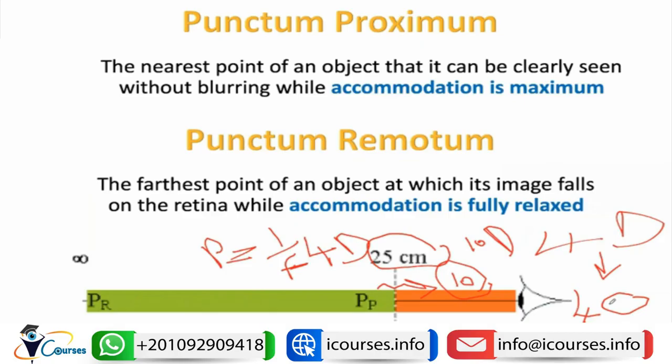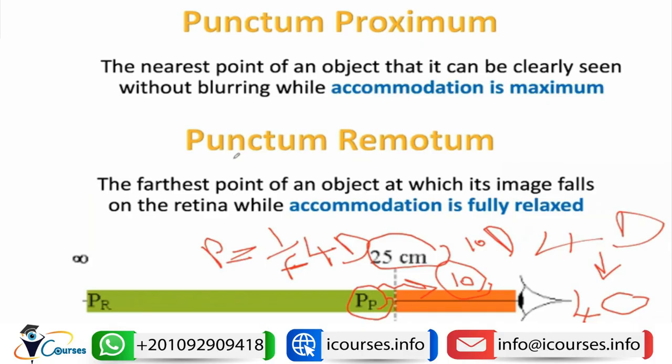So again, the punctum proximum is the point at which an object can be placed and seen clearly while we exert our accommodation at the maximum. You can consider it like a car, where you push the gas pedal to the maximum so that you have the maximum speed of the car.